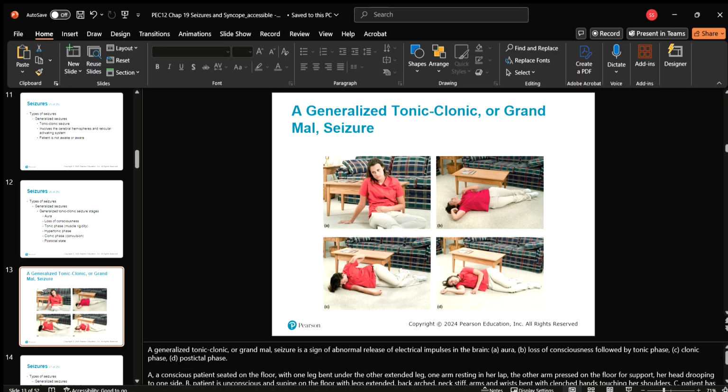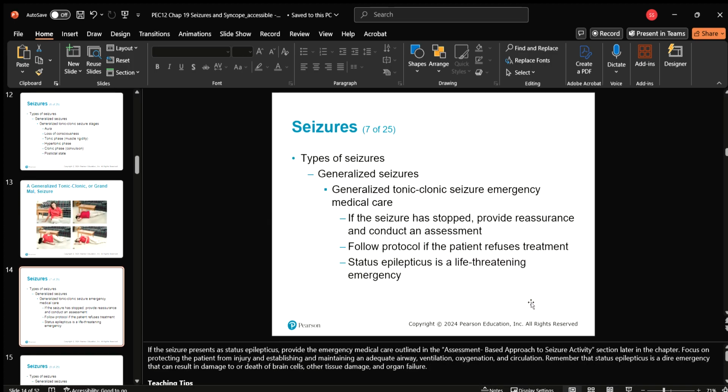All right, so this is just an example of somebody. She puts herself down, so maybe she had an aura. She identified, I'm about to have a seizure, so she got down on the ground. She has the tonic portion, the tensing up of the muscles, and then the clonic portion where we start to thrash about. And then we have the postictal phase as it ends.